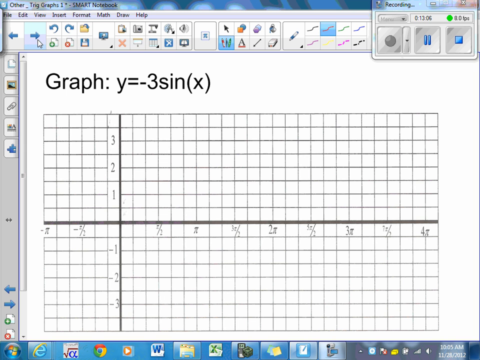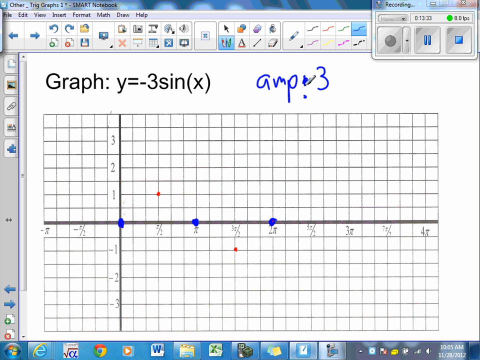-3 sine. Once again, let's put the dots for our normal sine: 0, 1, 0, -1, 0. Now, our zeros don't change when our amplitude changes. Now, our amplitude is now 3.